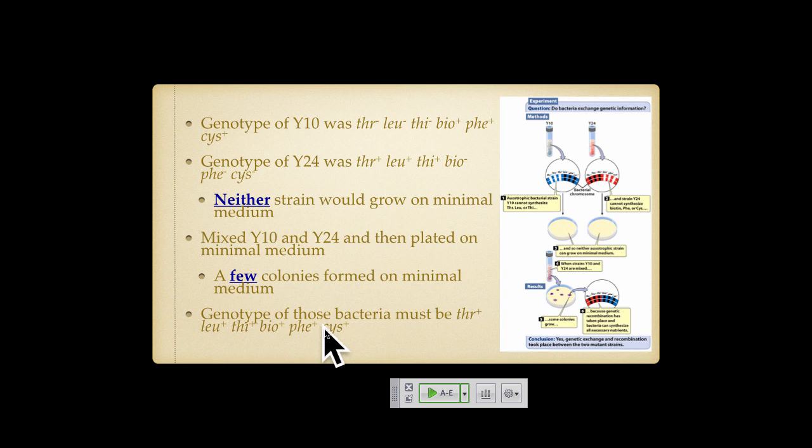So the first thing this data tells you is what? Genetically, at all 6 of those genes, those cells that are growing on minimal medium must all be wild type now. So somehow there was genetic exchange between these bacteria so that at least a few of those bacteria now had all the genetic information they needed, which were now prototrophs. That is, they could grow on the minimal medium.